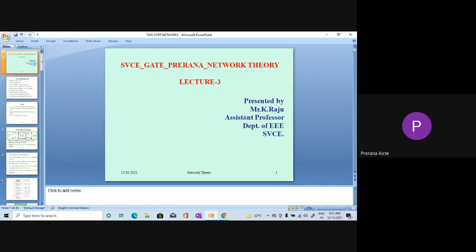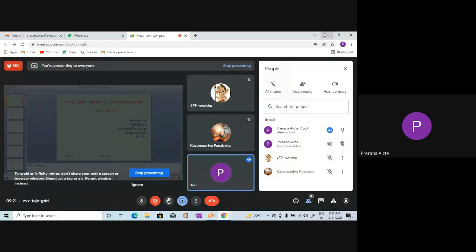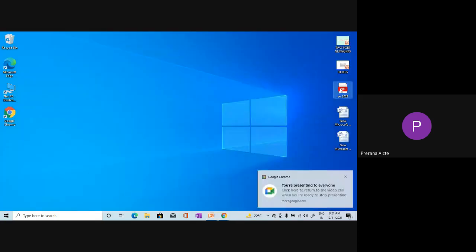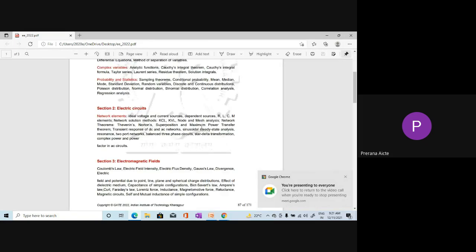Once we look at the GATE examination syllabus, which is going to be available for your examination, if you look at the syllabus under electric circuits, you can find the two-port network concepts here. In this regard, I would like to give a brief introduction to two-port networks, and we will discuss how the examination questions are going to be asked.